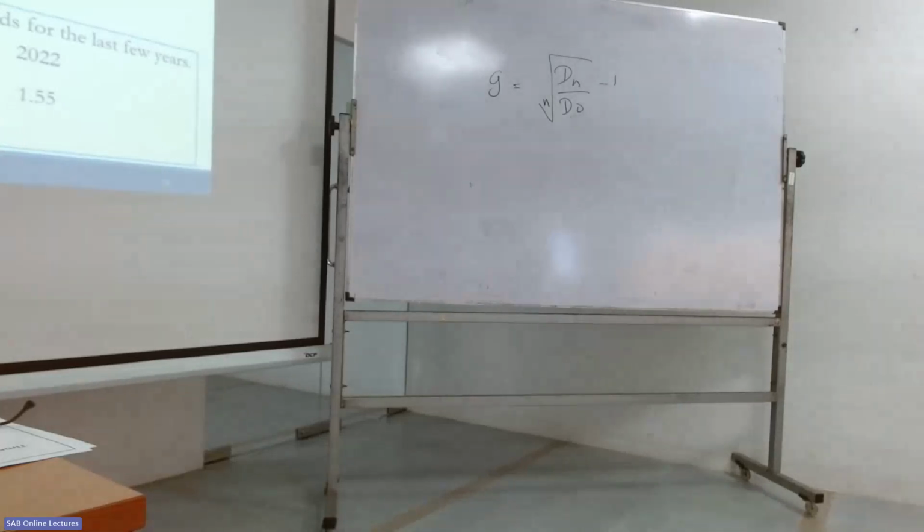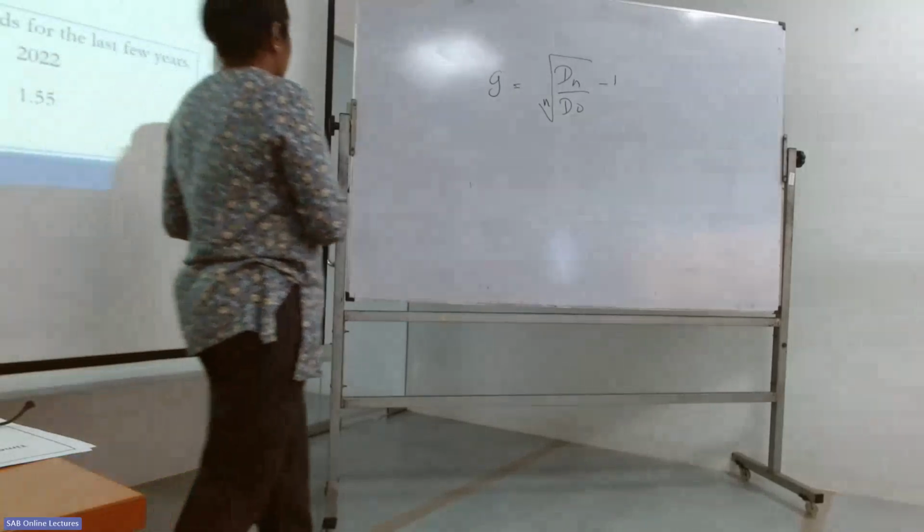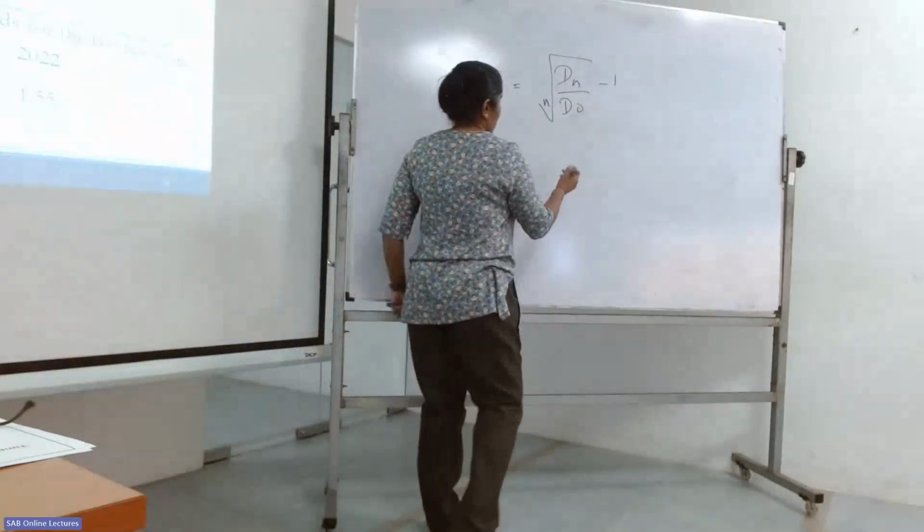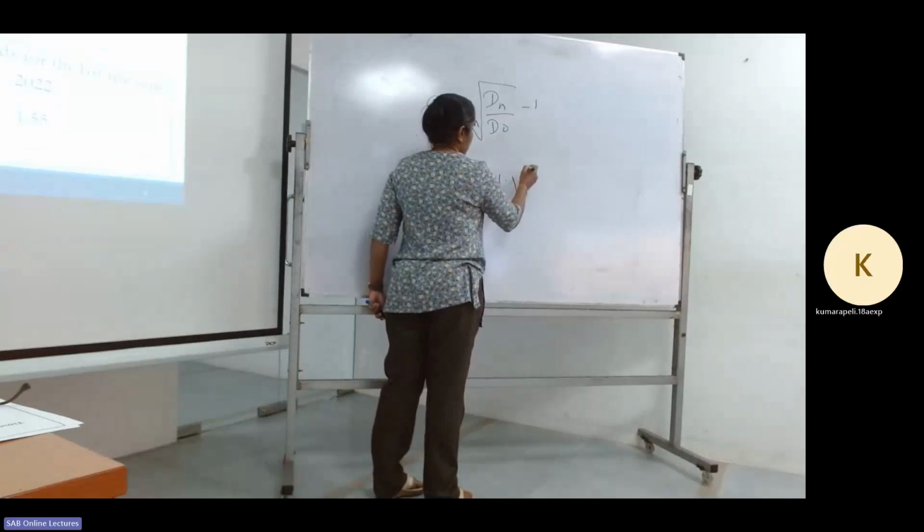Even though you have 5 years DPS information, when you apply this model, 5 becomes 4, because the first one we considered as D0. So then you can apply: D0 is 1.10.